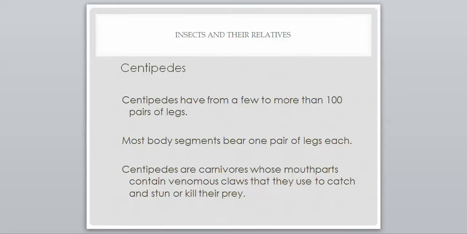Centipedes have from a few to more than 100 pairs of legs. Centi means 100, so they can have 100 pairs of legs. Most body segments bear one pair of legs each, so if they have 100 pairs of legs, they could have 100 segments for a total of 200 legs. Centipedes are carnivores whose mouthparts contain venomous claws that they use to catch and stun or kill their prey. So centipedes do have venom in their mouth as well. It's not very deadly to humans, but if one did bite you, it could cause some pain, though nothing too serious.